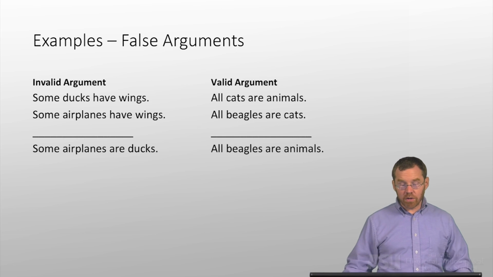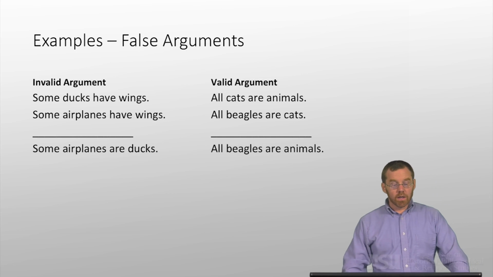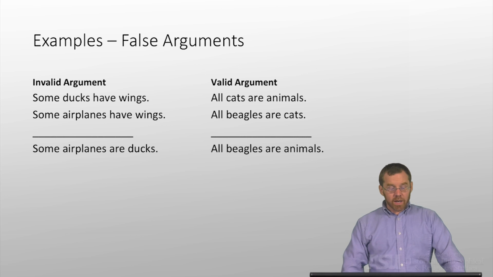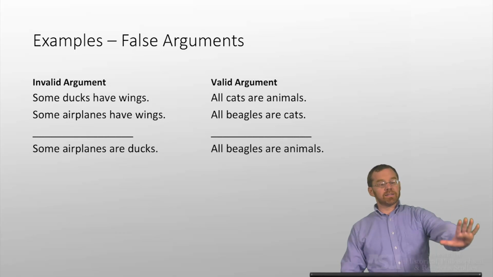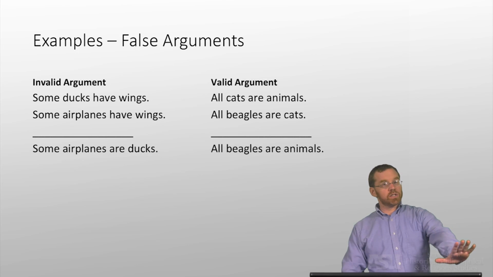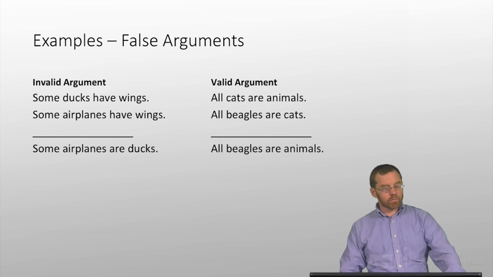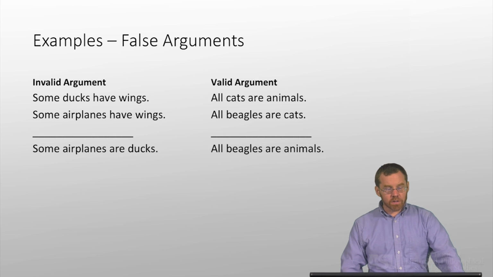Now let's look at a couple of false arguments. Some ducks have wings, some airplanes have wings, some airplanes are ducks. Now, we established earlier that this is an invalid argument form. I haven't changed the argument form in this slide. But this time it's a false argument.